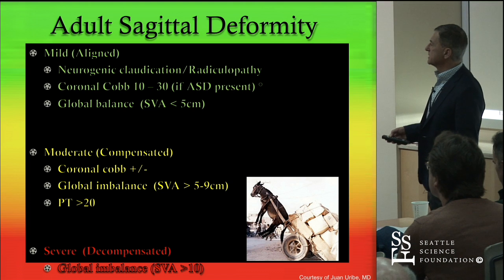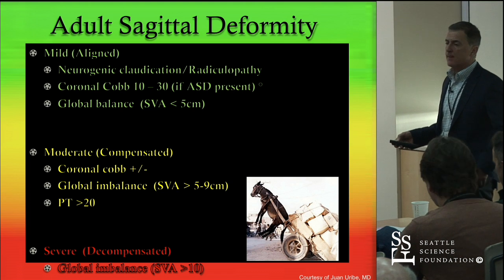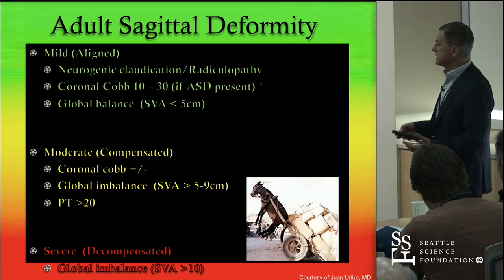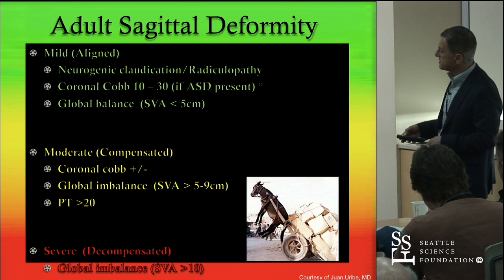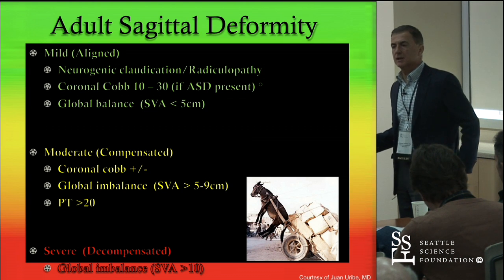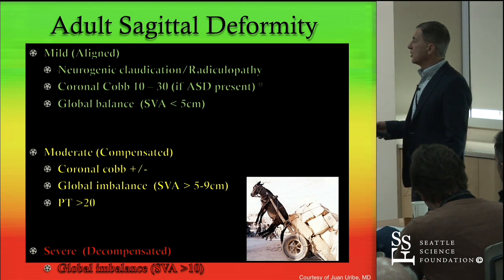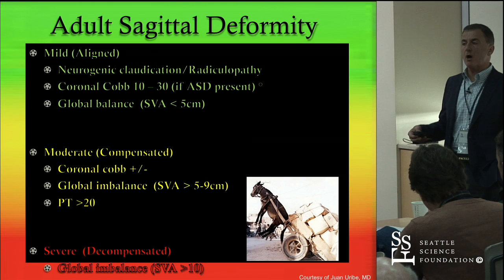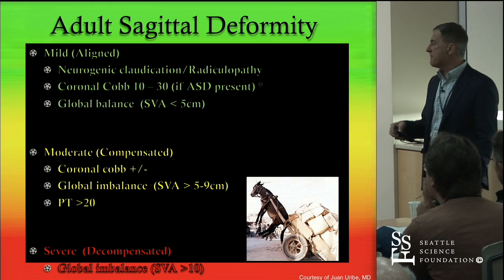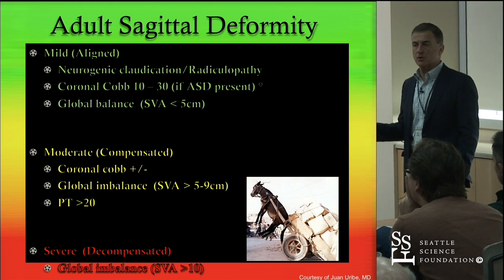Those are the ones that are severely decompensated, where you have an SVA more than 10 centimeters, or you have a pelvic tilt more than 25 degrees. So the patient is trying to compensate. Despite the compensation mechanism, the SVA has fallen over.